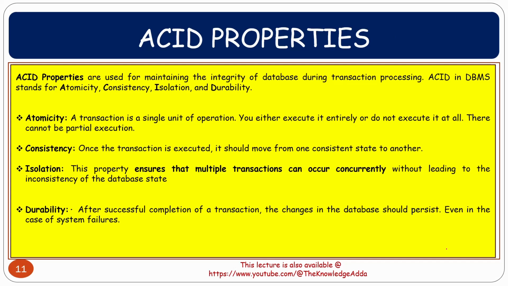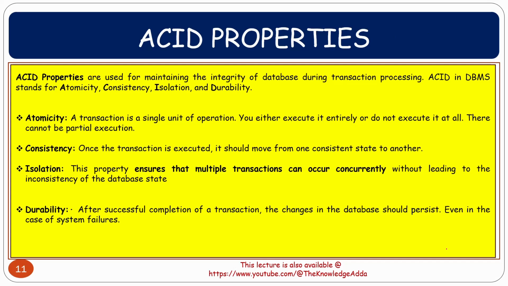Atomicity means a transaction is a single unit of operation. You either execute it entirely or do not execute it at all. There cannot be partial execution. Consistency means once the transaction is executed, it should move from one consistent state to another.